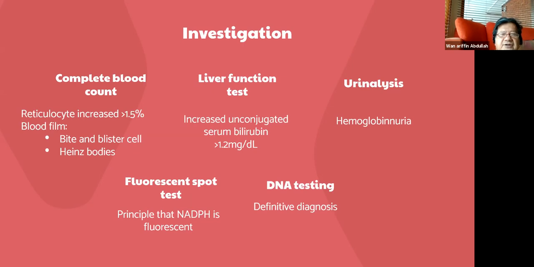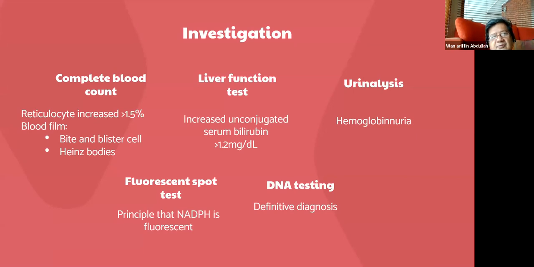But with DNA testing, whether you do it during the acute phase or later, you can get the diagnosis, because the DNA does not change, whether in young cells or old cells. That's why, when the patient has acute hemolysis, you have to wait another 2 months before you do the fluorescent test, so that the young red blood cells have become older. If they are G6PD deficient, the fluorescent test will then be positive.